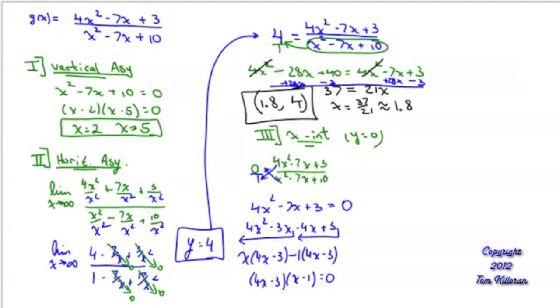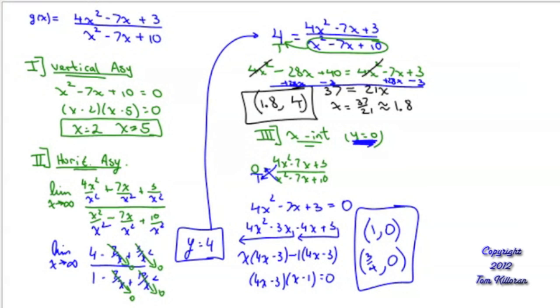So that gives me coordinates. What are the two coordinates? 1, 0 and 3/4, 0, because these are what? Those are x-intercepts. And we let y equal 0, therefore they have a y coordinate of 0.